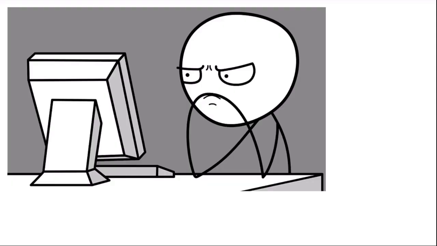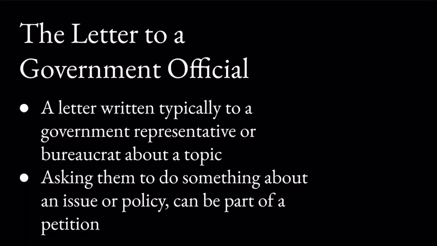Basically, if you find something wrong on the internet, you could probably write about it and see if you can get into a comment section of some kind. Now, next is a letter to a government official. And this is a letter written typically about a topic. It's usually in the form of, say, a petition or a request, and you're asking them to do something about an issue or a policy.